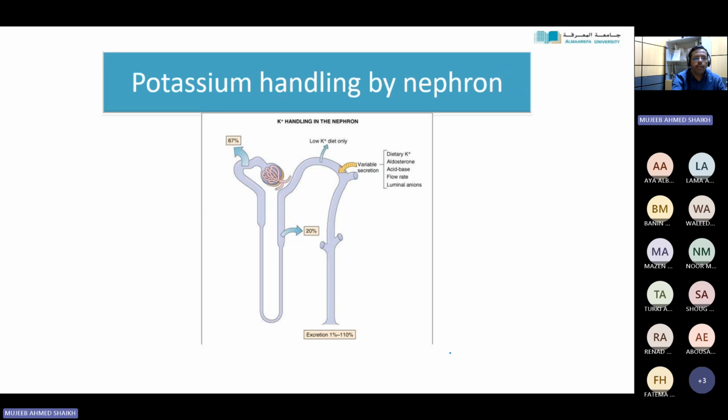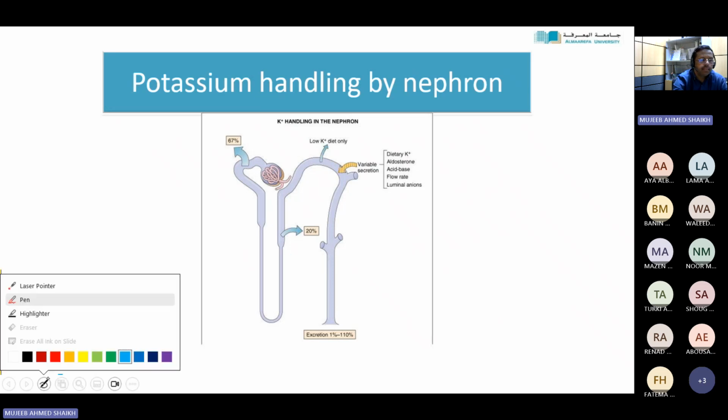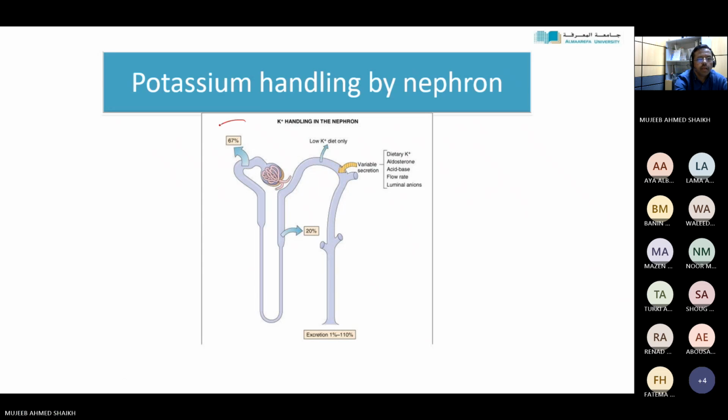So this is a diagram showing you the various places where potassium is reabsorbed and secreted. As you know, in the proximal convoluted tubule, mainly there is reabsorption. In PCT, almost 67% of the potassium is reabsorbed along with water and sodium. In the thick ascending limb of loop of Henle, 20% of the potassium is reabsorbed. So 67 plus 20, how much? 87.